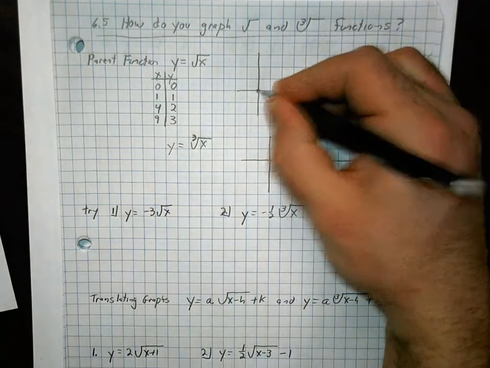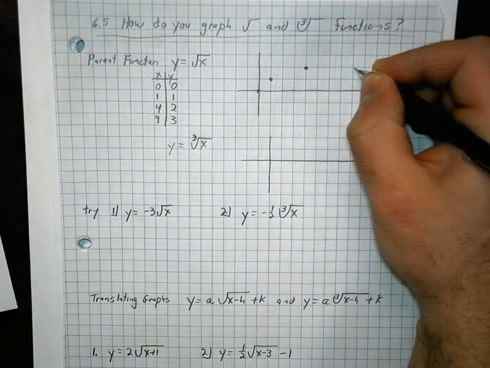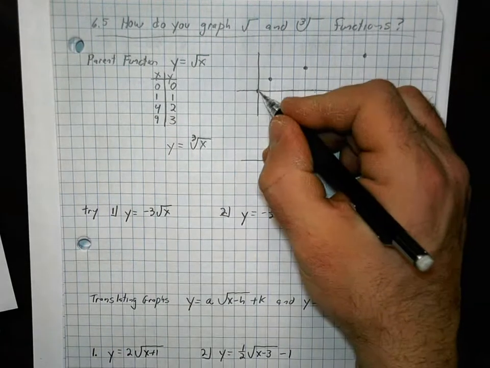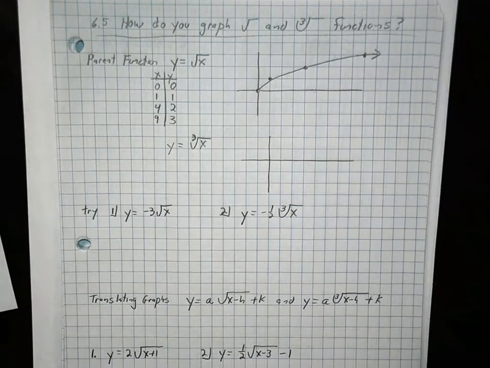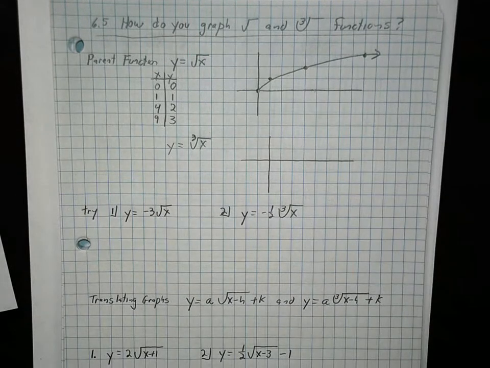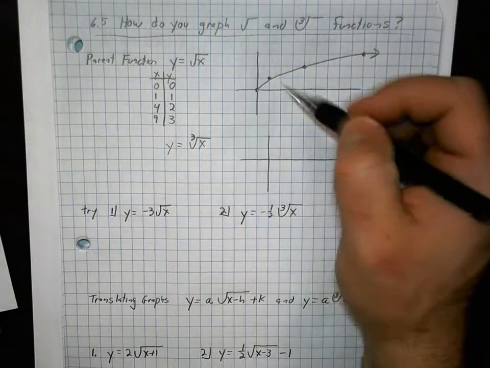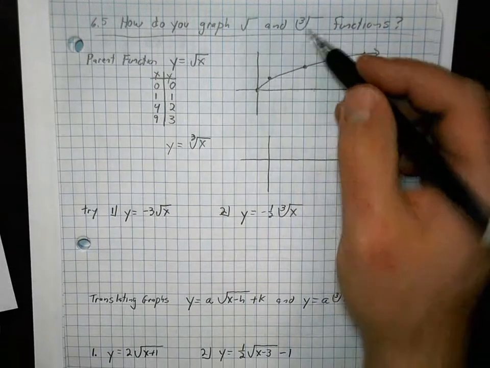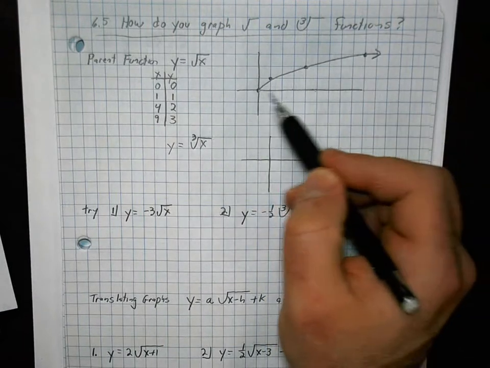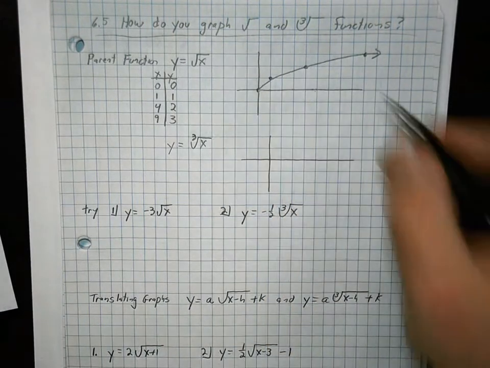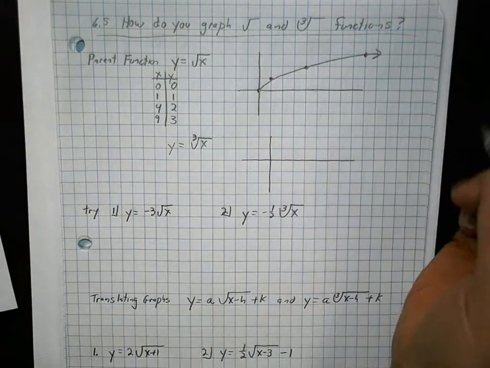So I plot those values. 1, 1. 4, 2. 9, 3. So it looks like that. And that's what a square root function is going to look like. Remember, the square root of x is the inverse of y equals x squared. So it's the inverse of a parabola. So you think about it, it's that parabola reflected on the line y equals x. But it's only this part of it because we can't square root a negative number, so we're not going to get any values down here.